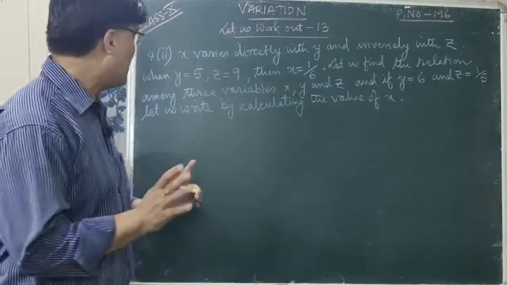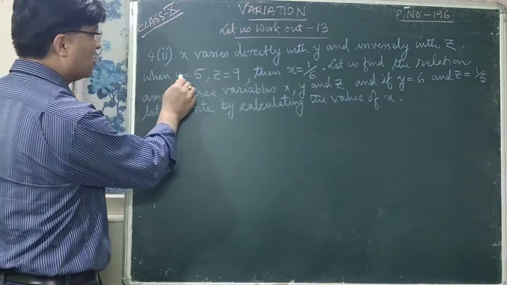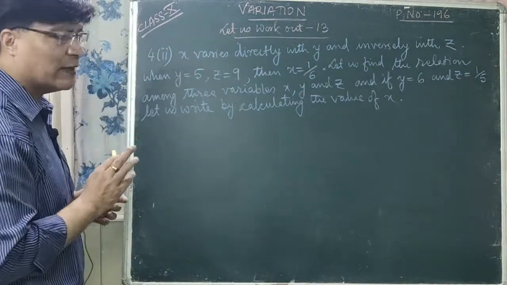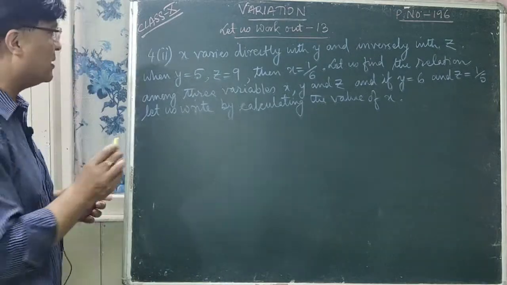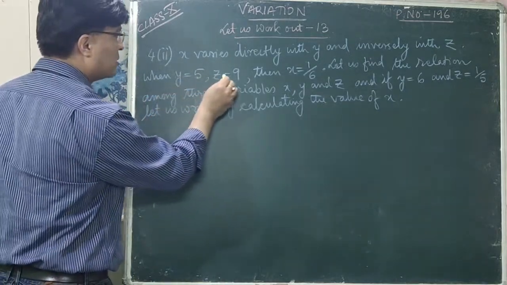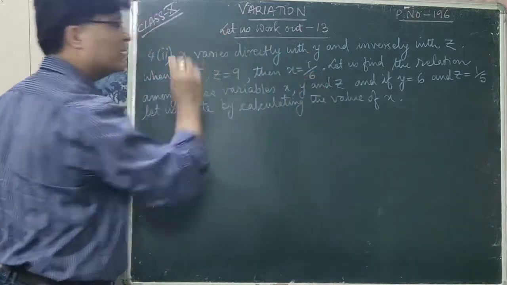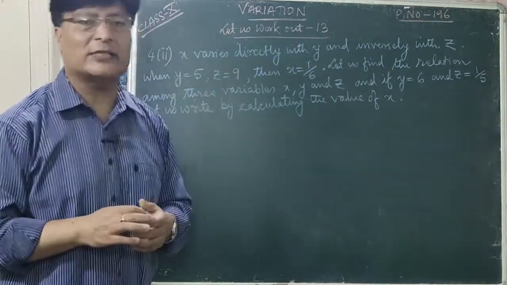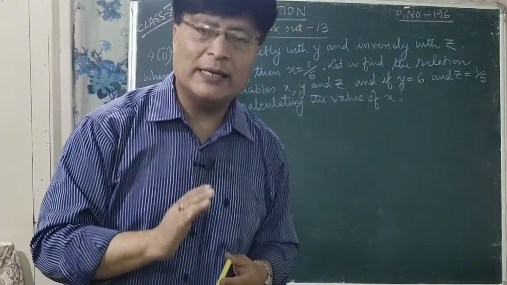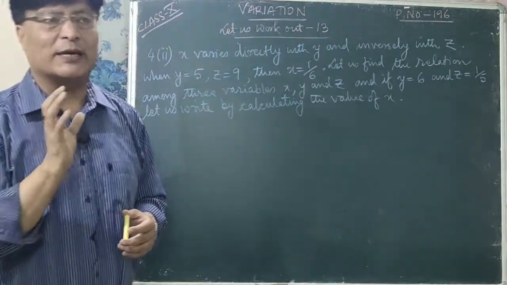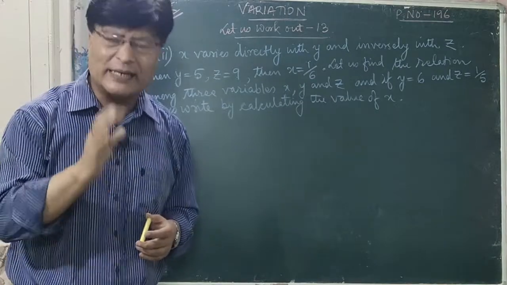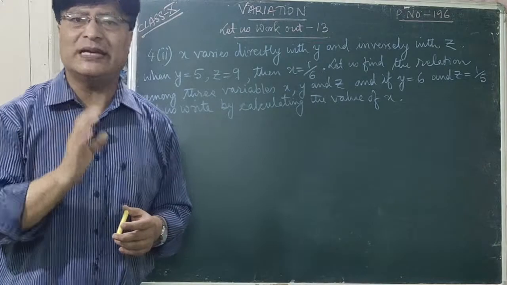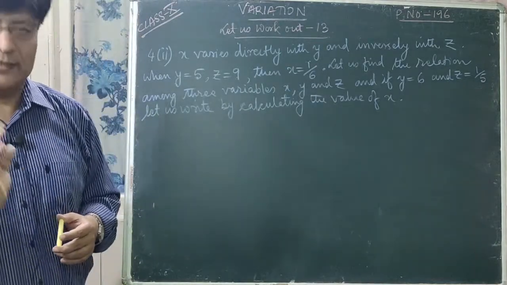Okay. Now then, when y is equal to 5, z is equal to 9, then x is equal to 1 by 6. So here the values of x, y and z are given. That is, when y is equal to 5 and z is equal to 9, then x is equal to 1 by 6. Okay. So let us find out the relation among the three variables x, y and z. You have to find out the relation among x, y, z. That is, relation means you have to get the equation in terms of x, y and z.